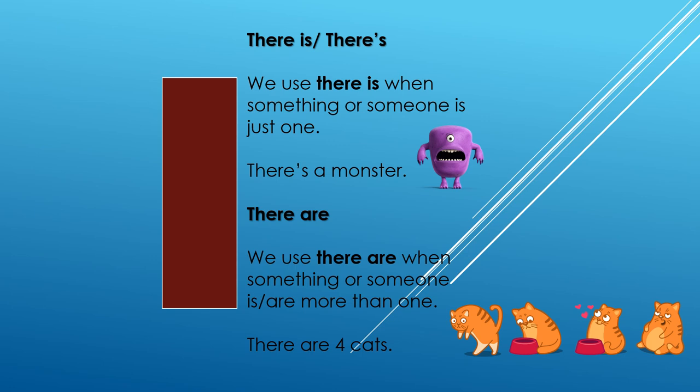We use there is when something or someone is just one in number. Do you see a monster? What color is a monster? How many eyes does a monster have? Okay, it's color purple. Now, we will say, there's a monster. Notice, we put a monster, because a is called an article which shows it's one monster. So when something is one, we say a.